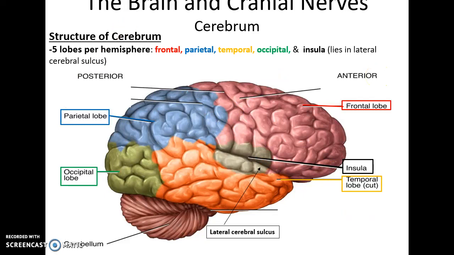Each hemisphere of the cerebrum possesses 5 lobes, 4 of them superficial, 1 deep. The 4 superficial are the frontal lobe, which is anterior, the parietal lobe, which is superior, the occipital lobe, which is posterior, and the temporal lobe, which is lateral. Then, if you cut into the lateral sulcus, you will be able to find what is known as the insula. So the 5th lobe is the insula, lying deep within the lateral sulcus.